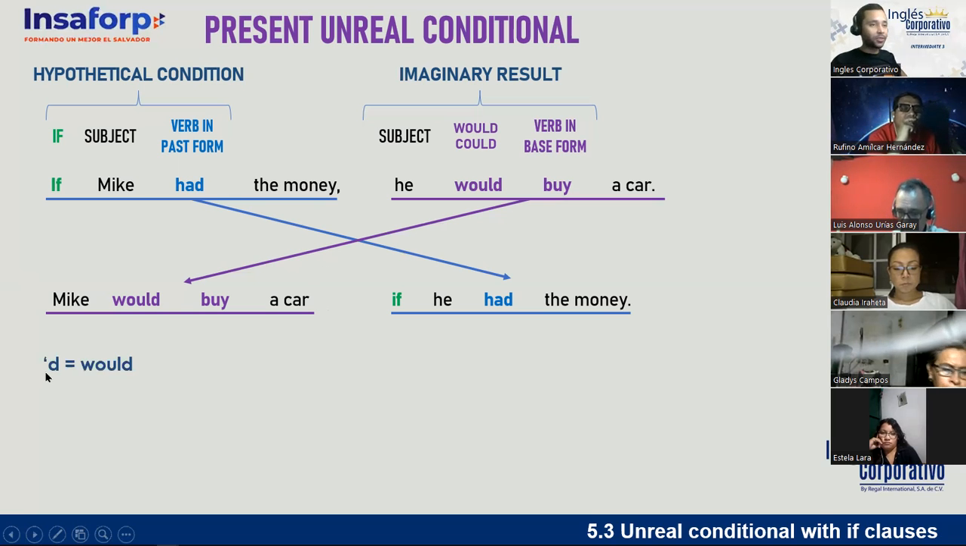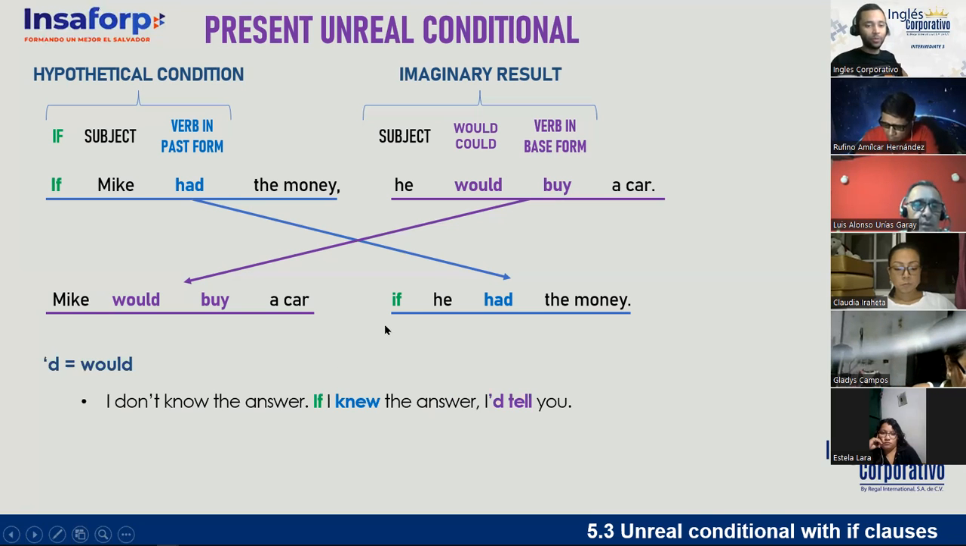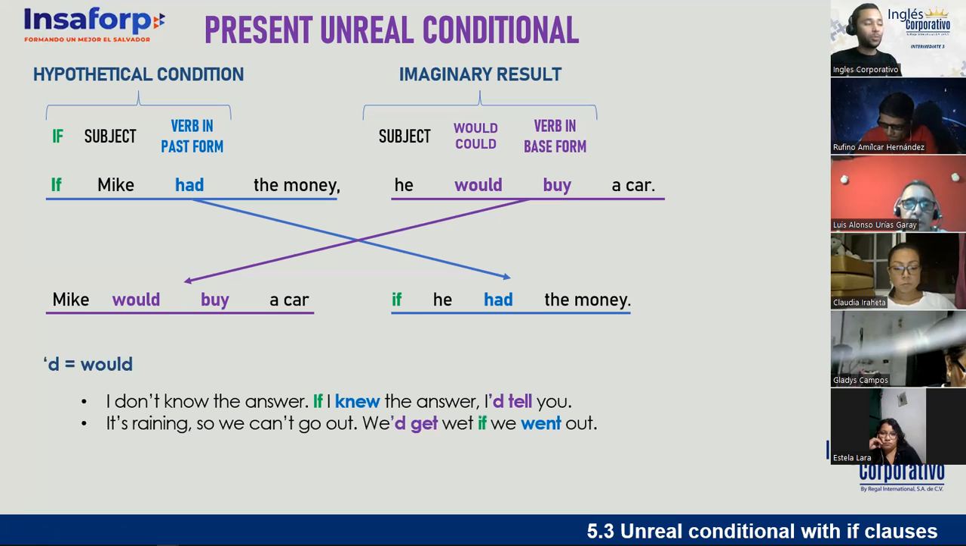Another thing, apostrophe D is the contracted form of would. Examples, I don't know the answer. If I knew the answer, I'd tell you, which means I would tell you. Si supiera la respuesta, te la diría. Second example, it's raining, so we can't go out. We'd get wet if we went out. We'd get is we would get. Nos mojaríamos si saliéramos.